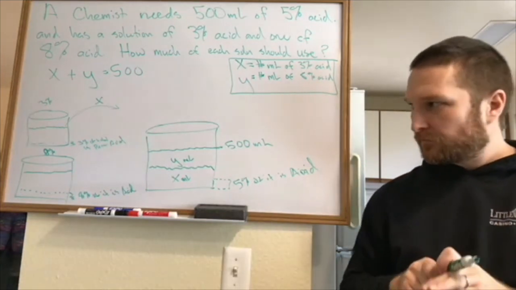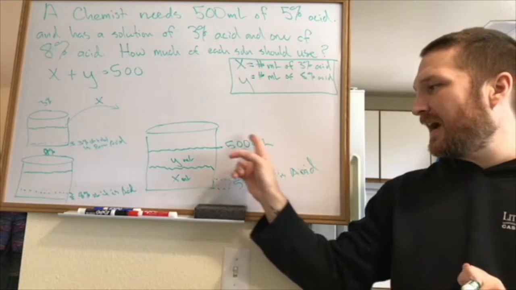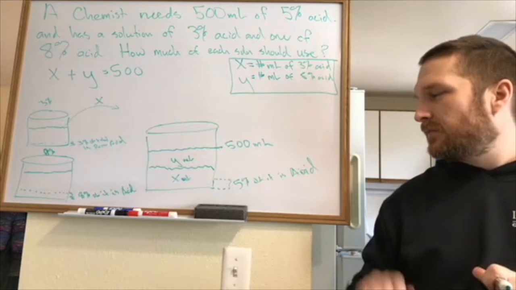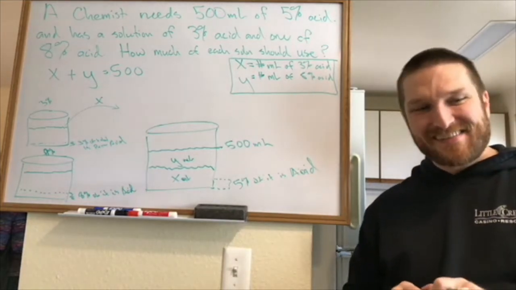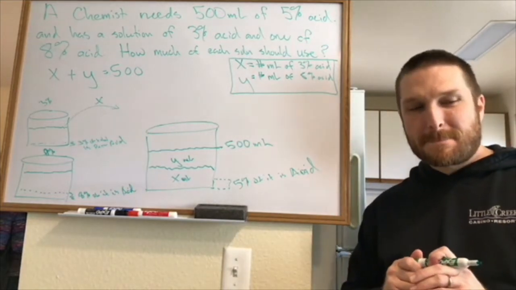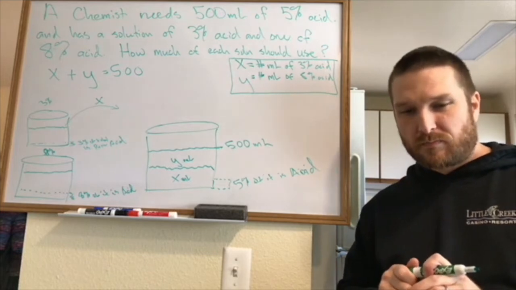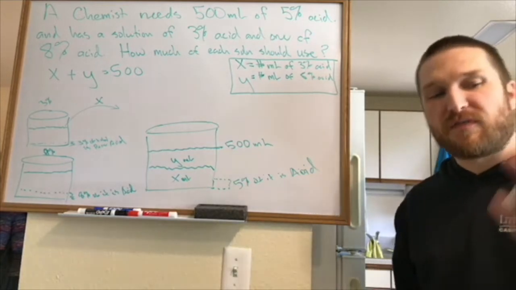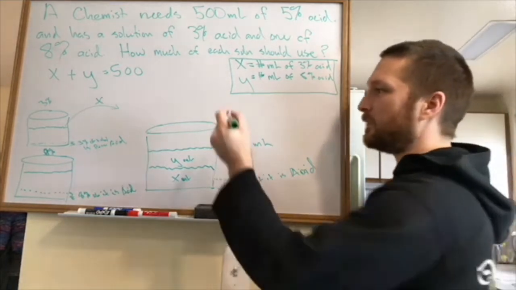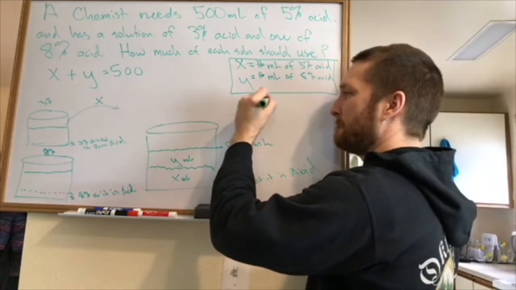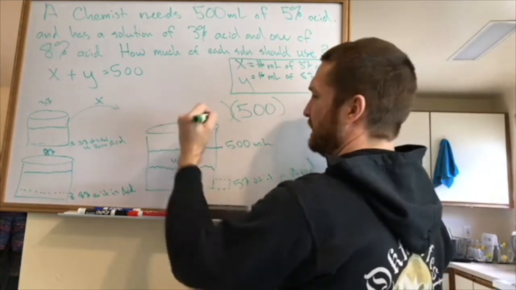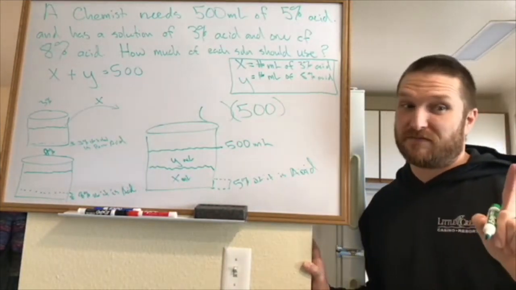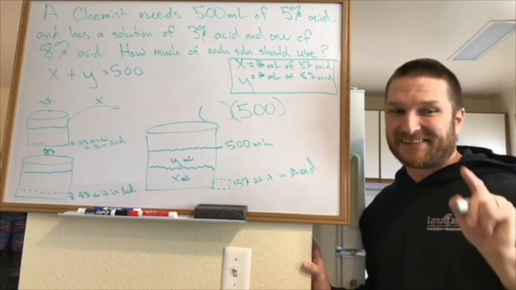So how many milliliters of this is just acid? How do I do that? Do the percent thing, 5% of 500, right? There you go, exactly. How do we compute 5% of 500? We multiply by something. 0.5? No, 0.05.